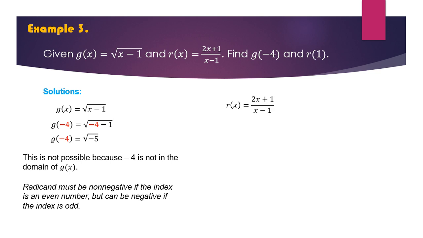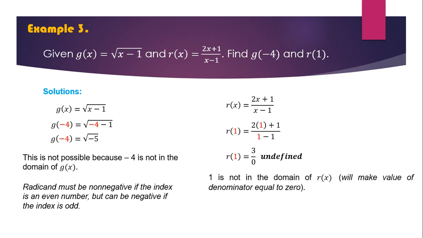So for r of x is equal to 2x plus 1 over x minus 1, we will simply substitute x by 1. So r of 1 equals 2 times 1 plus 1 over 1 minus 1. So 2 times 1 is 2, plus 1 is 3. 1 minus 1 is 0. So 0 becomes the denominator. Therefore, it gives you an undefined number. So 1 is not in the domain of r of x because it makes the value of the denominator equal to 0.